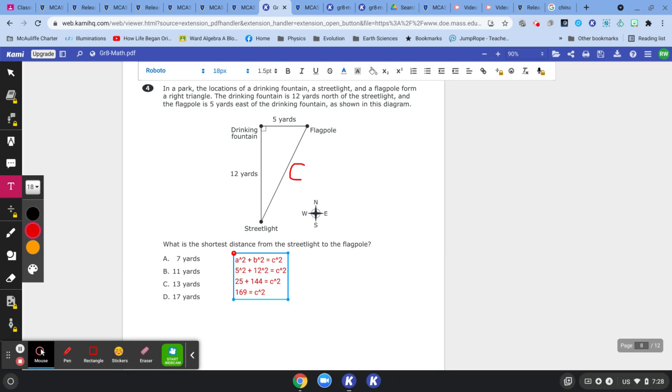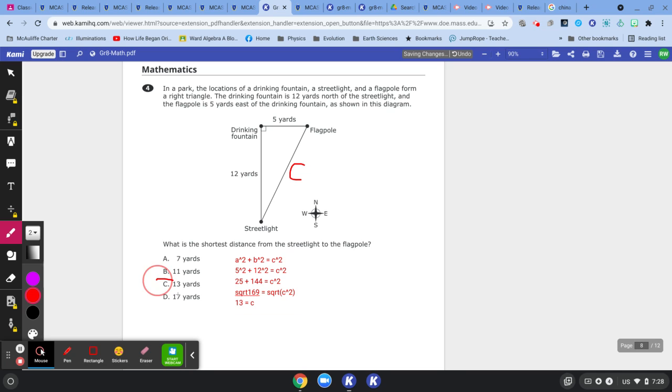So that's too big. So basically what we would be doing next is we would get the square root of both sides. The square root of 169 and the square root of C squared. I'll put that in parentheses so we're not getting the whole thing. So 13 equals C. There is a negative 13 as well, but we don't care about that because we're looking for a distance that we could measure. So C is our answer.